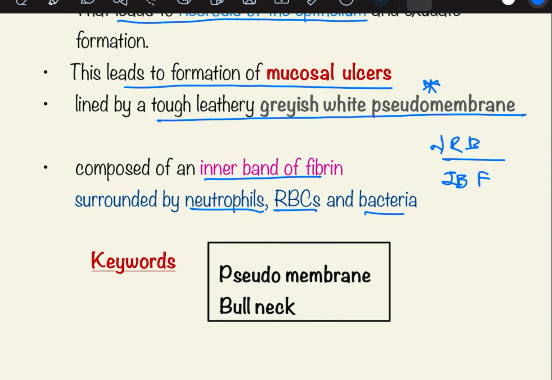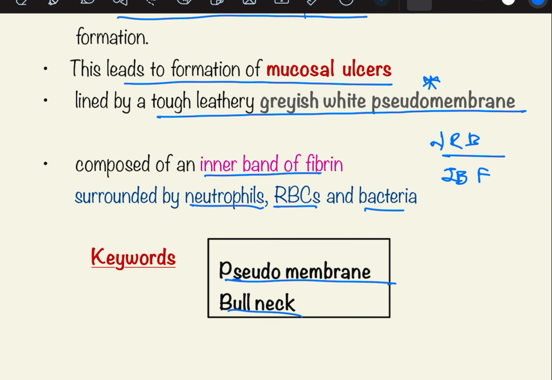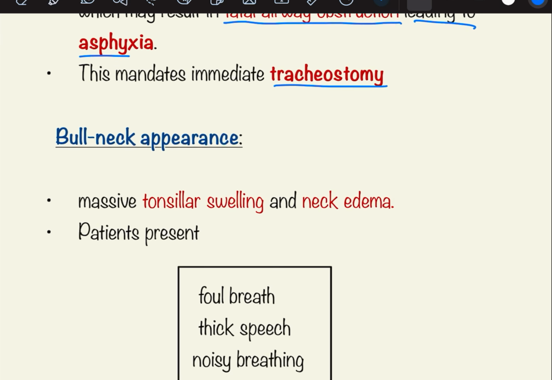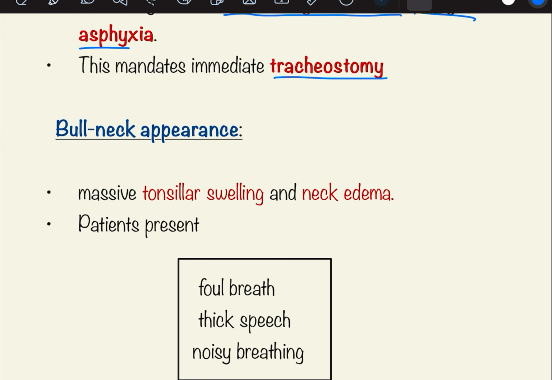So the keywords are pseudomembrane and bull-neck appearance. In severe cases, the pseudomembrane may extend into the larynx and bronchial airways, which may result in fatal airway obstruction leading to asphyxia. This mandates immediate tracheostomy. Next, coming to the bull-neck appearance: it is due to massive tonsillar swelling and neck edema, and the patient generally presents with foul breath, thick speech, and noisy breathing.